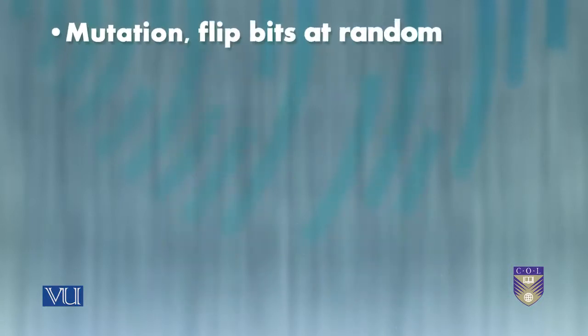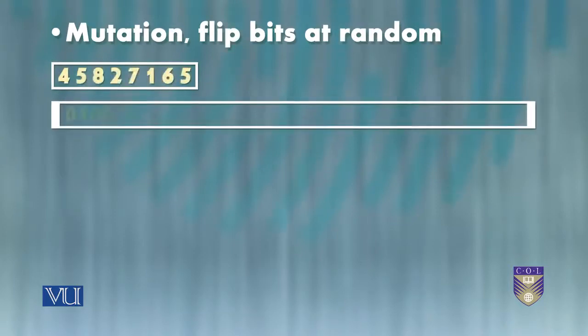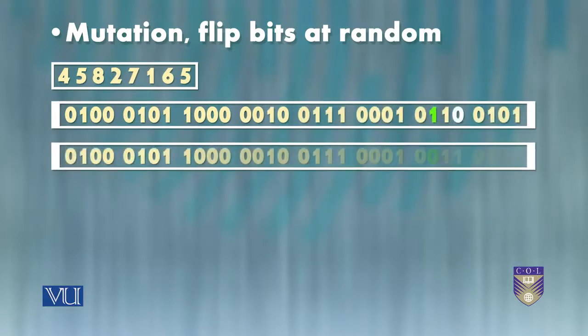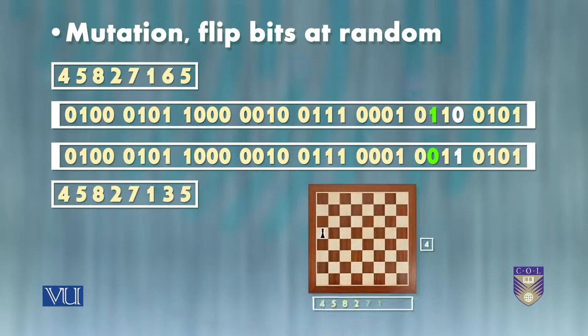Now, similarly, the mutation step can be done. In mutation, you flip the bits. Now we're trying to do both things. We have actually done crossover as well as mutation, and as you can see that's shown here in the diagram. We flip bits at random, and you can see the flipped bits shown by these colored numbers. And you end up with another combination, which is 458-27135. And as you can see, the fitness function for this resultant new board position is actually 4.